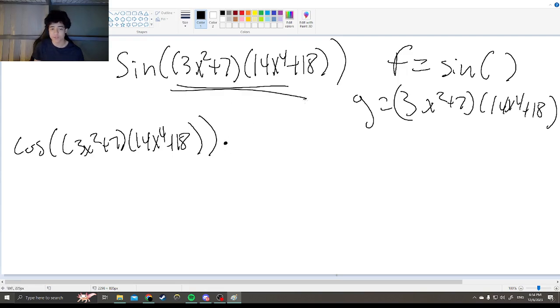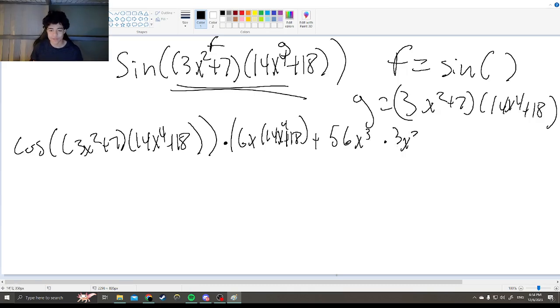times, and then you derive the inside. And if you wanted to, you can multiply this out and then derive it like normal, or you could just use the product rule, which is f prime g plus g prime f. So we'll label this f, we'll label this g, and f prime is 6x times g plus, and then g prime f. If you derive g, you get 56x to the third times 3x squared plus 7.